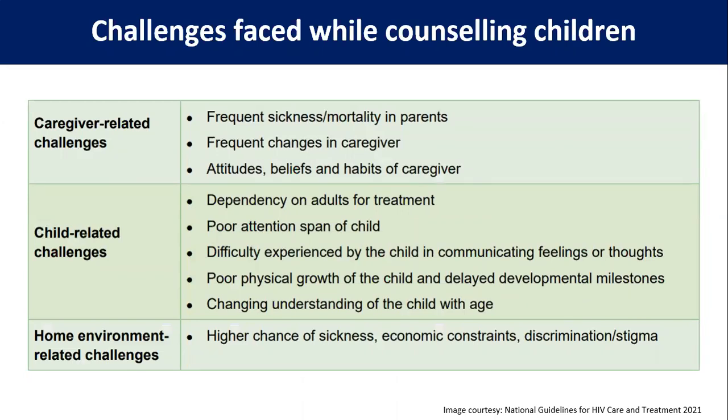Whenever we come to the counseling part, it is always said that counseling is very, very important, because if you counsel the parents and caregivers properly, the success of adherence to the treatment is highly likely to increase in that family, child or caregiver. So what are the caregiver-related challenges? Whether there is frequent sickness or mortality in the parents, or frequent changes in the caregivers. We can see that happening if the child is a single or double orphan. Then, what are the attitudes, beliefs, or habits of the caregiver? Because we have seen that sometimes they start the medication with us and then go for other alternative medications.